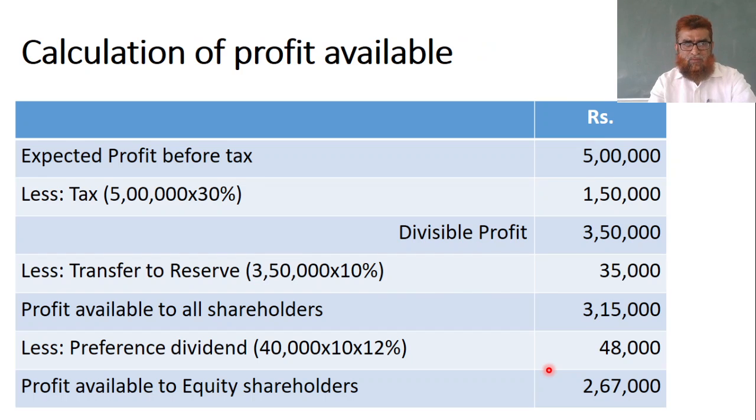Same type of problem. See, expected profit before tax 5 lakh. Tax rate is changed here. In the last problem it was 65%. Here it is only 30%. So tax is 1,50,000. Divisible profit is 3,50,000. Transfer to reserve, 3,50,000 into 10%, 35,000. Profit available to all shareholders 3,15,000.